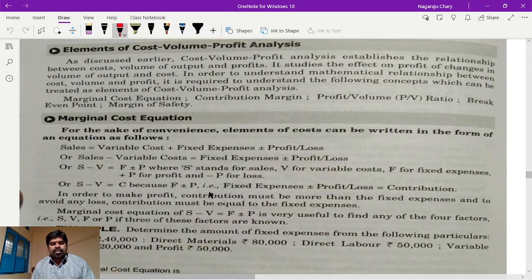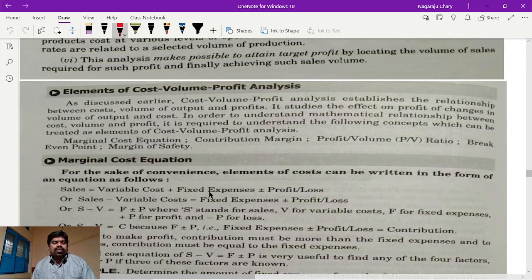So let us see what elements are involved. As we discussed, cost, value, profit. These are the elements involved. So the relationship between cost, value, output, and profits. It studies the effect on profit of changes of value. In order to understand the mathematical relationship between cost, value, and profit, it is required to understand the following concepts, which can be treated as elements of cost, value, profit analysis.